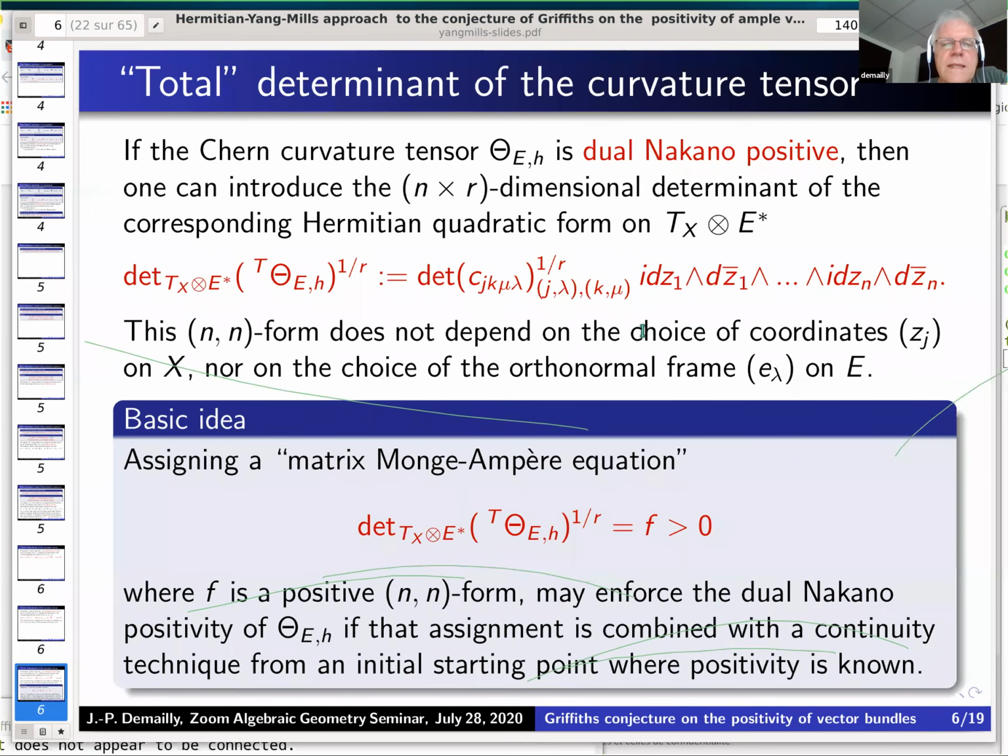And now a basic idea is that in a very similar way to what people are doing with the standard Monge-Ampère equations for the Calabi conjecture, you could consider an analogous vector equation by assigning this big determinant to be a given positive (n,n)-form. And the idea is that if you do this, this might enforce the dual Nakano positivity if you combine this with a deformation argument. If you keep a Hermitian matrix to have a positive determinant, then you cannot have the eigenvalues go through 0, of course, because then the determinant would vanish. So if you keep the determinant strictly positive, you are sure to remain in the connected component of positive definite matrices. And we are going to consider such a technique in combination with a deformation technique.